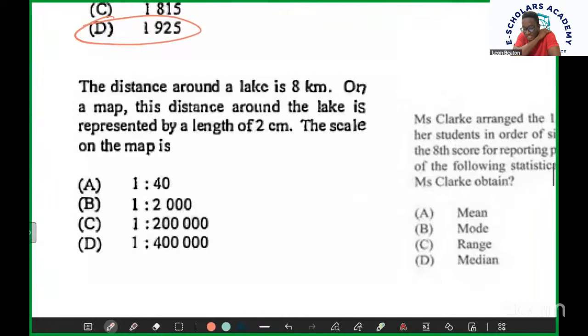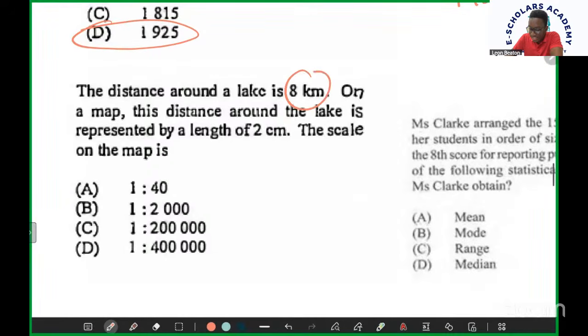So the distance around a lake is 8 km. On the map, the distance around the lake is represented by 2 cm. The scale on the map is... so the actual distance around the lake is 8 km, and this is represented by 2 cm. Let's make sure both are in the same units. When things are in different units and you want to compare them, you convert them to one unit. So let's convert this 8 km to cm.